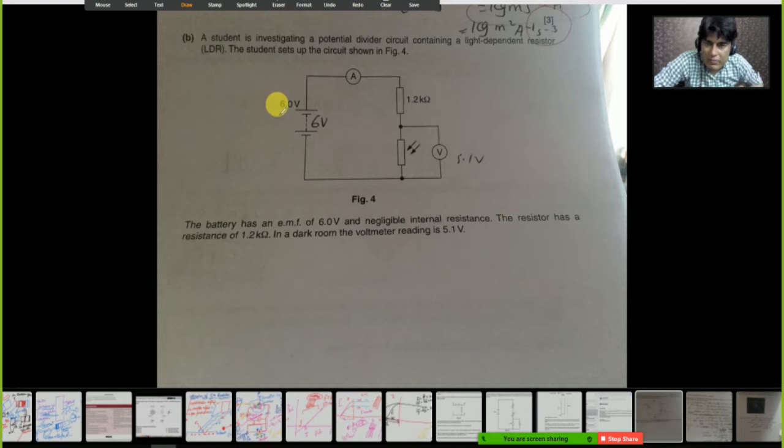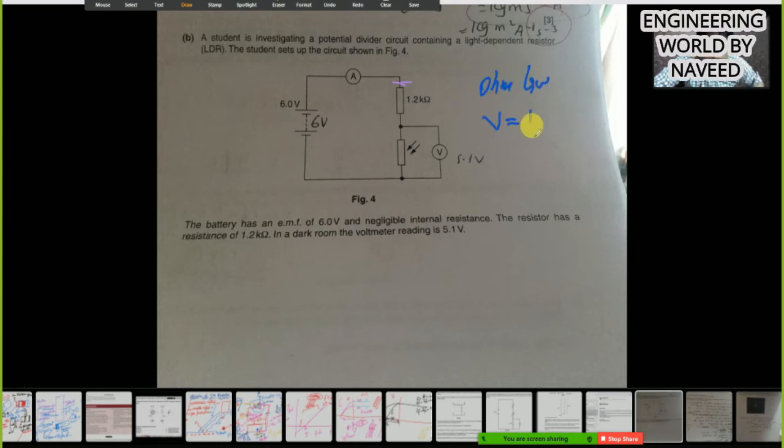Okay, in the morning, the resistance will decrease, right? So the voltage across this resistor will decrease. We know that Ohm's law tells us that voltage is equal to IR. In series, the current is the same. If you want to compare these two resistors, in series the same current is flowing across both of these resistors.